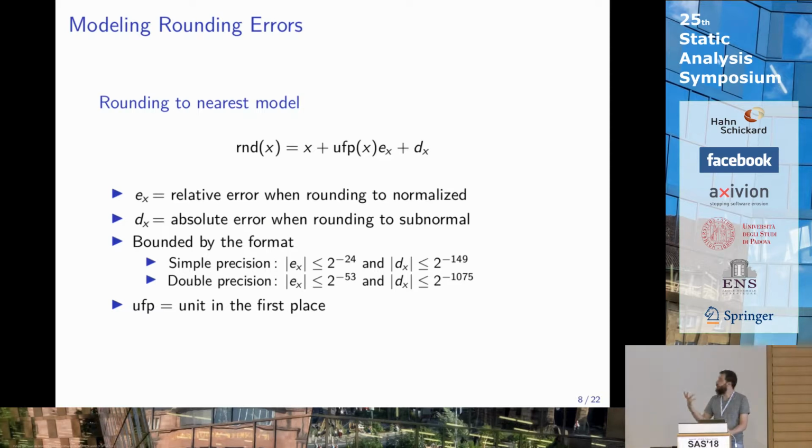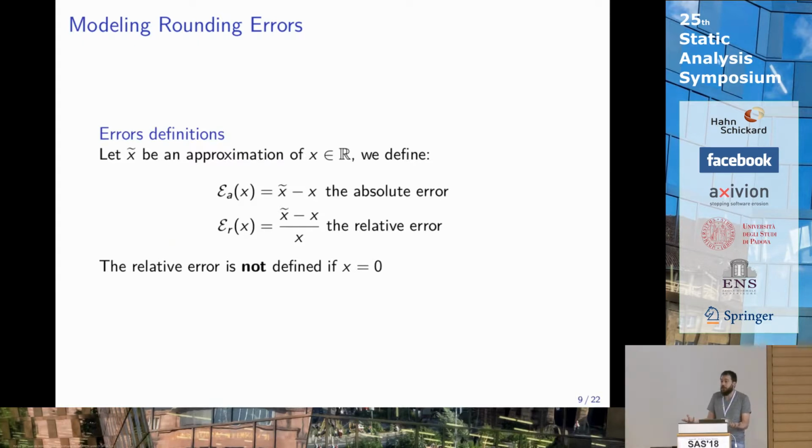Which means that we can understand the rounding operator as equivalent for all numbers with the same exponent. Okay, next we need to understand what errors are. We use the standard definition: if we consider x tilde as an approximation of a value x, we can define the absolute error E of x as the difference between the two, and the relative error as this difference divided by x when x is different from 0.